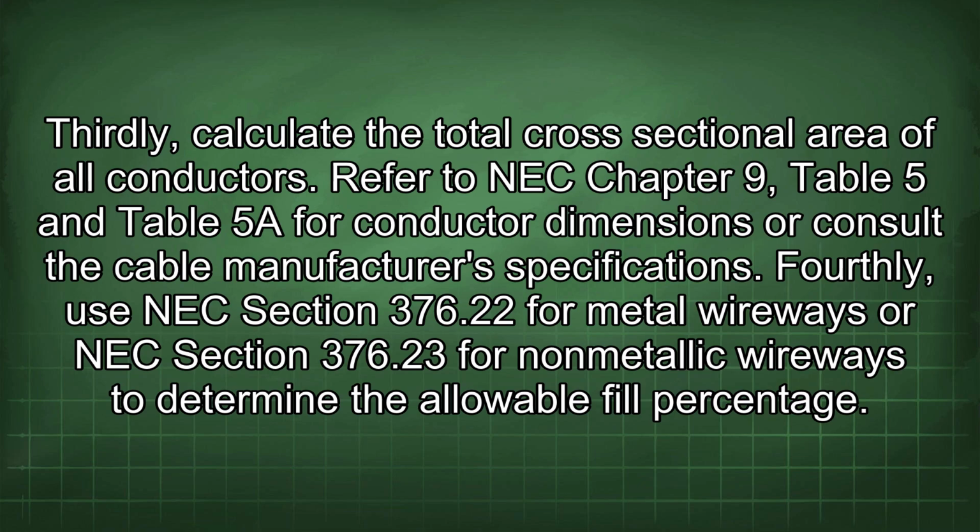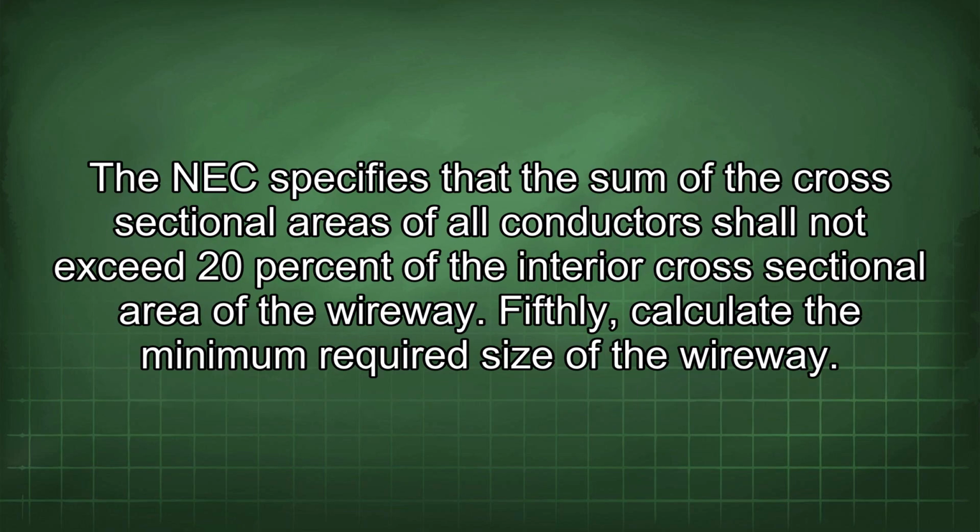Fourthly, use NEC section 376.22 for metal wireways or NEC section 376.23 for non-metallic wireways to determine the allowable fill percentage. The NEC specifies that the sum of the cross-sectional areas of all conductors shall not exceed 20% of the interior cross-sectional area of the wireway.